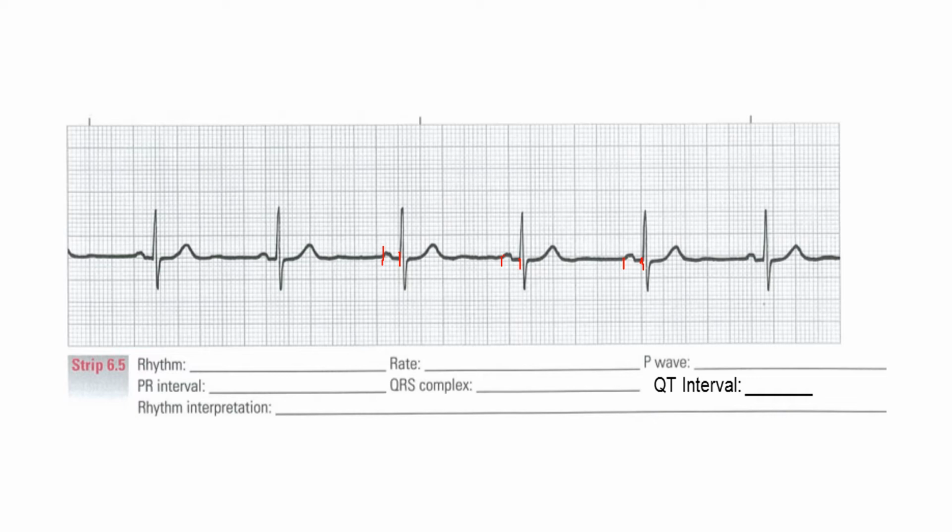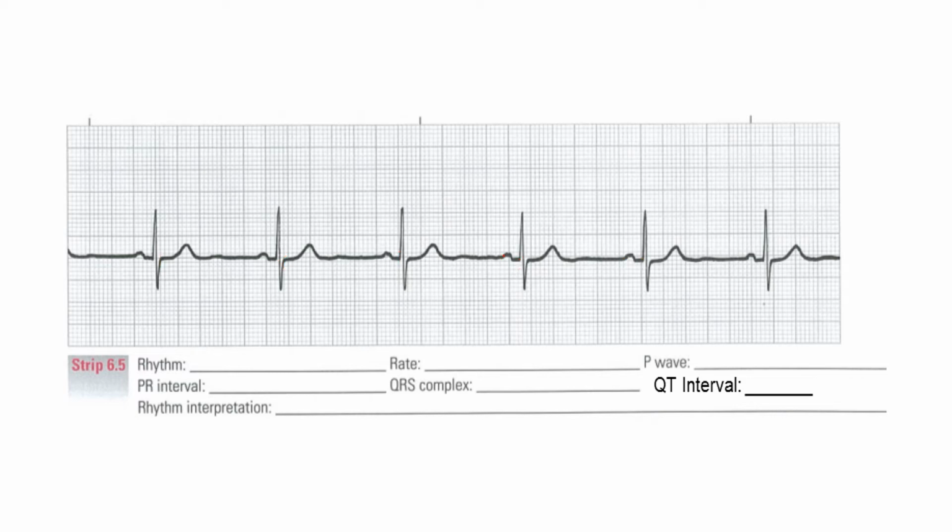Your QRS, again, I'm going to measure where your QRS is. Looks like about 2 boxes there. Some might be a little bit less. This one looks like even a little bit less. Go over just a hair. So it looks like about 1.5. So your QRS is 0.06 to 0.08. Your QT intervals.